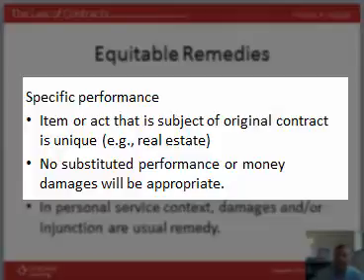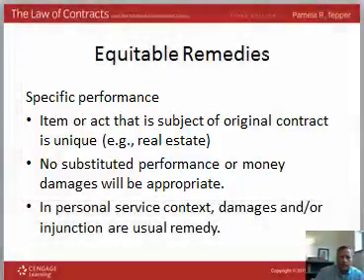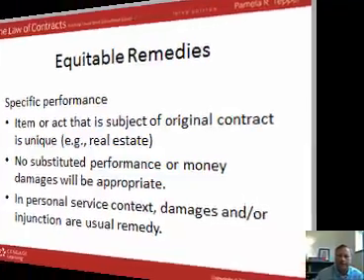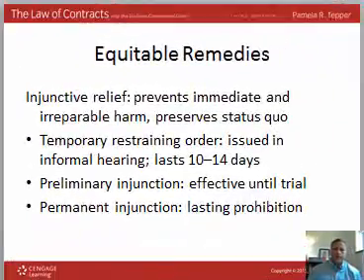You can't have substitute performance for real property. If you want to buy house A, you can't substitute house B and say, "You're okay, I've made you whole again." And so in the case of real estate, if we have a contract for the purchase of real estate and the seller backs out, the court may order specific performance. In other words, order the seller to go through with the sale of the real estate.